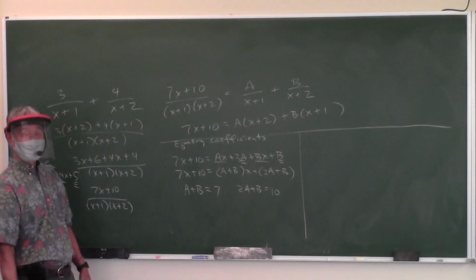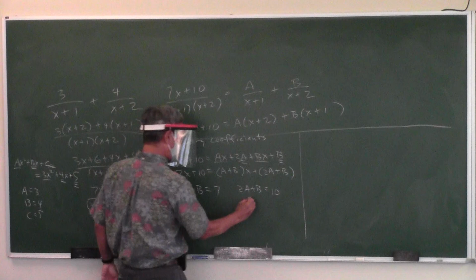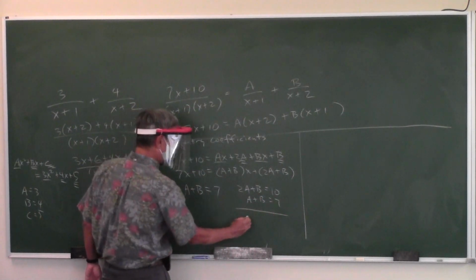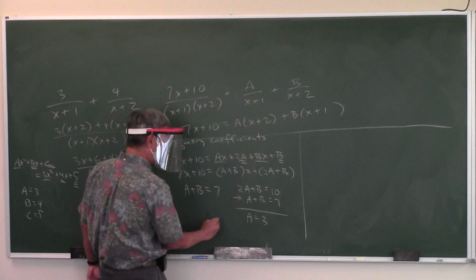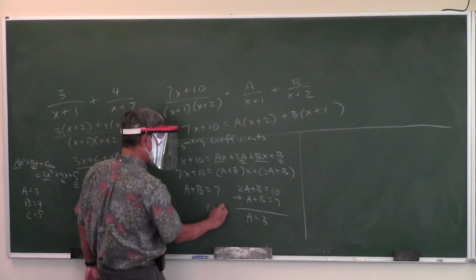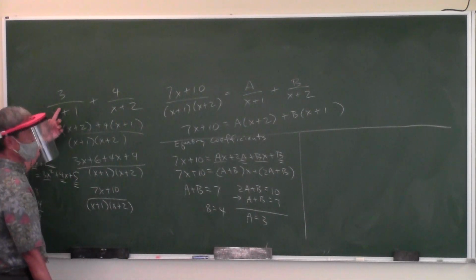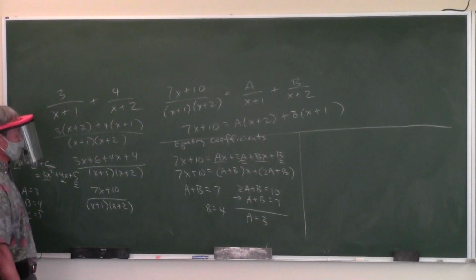And then now all you do is solve those equations. So if I were you, what I would do is, in this case, line them up and subtract. A equals 3. Plug it back into this one, b equals 4. And is that what we had? See? A over this and b over that. See, we got it.